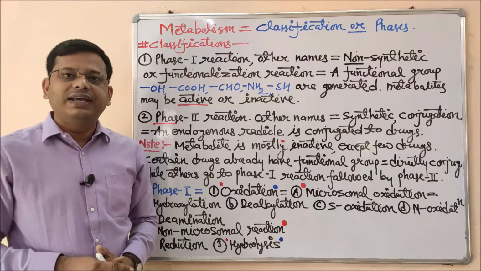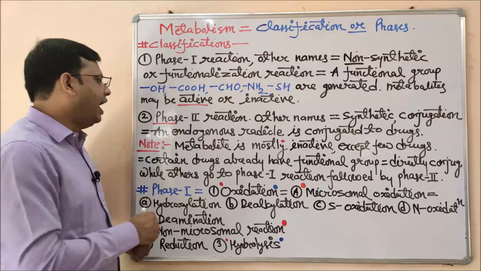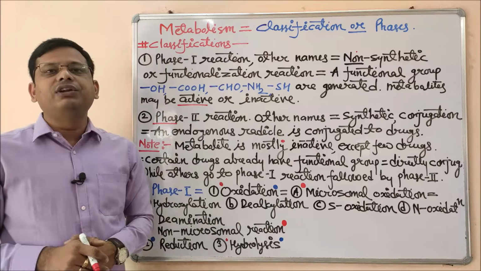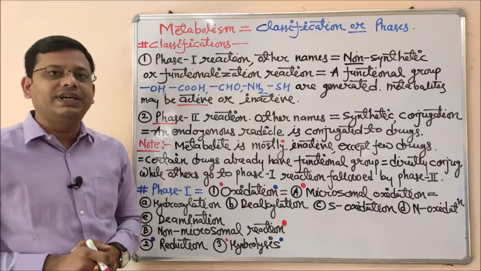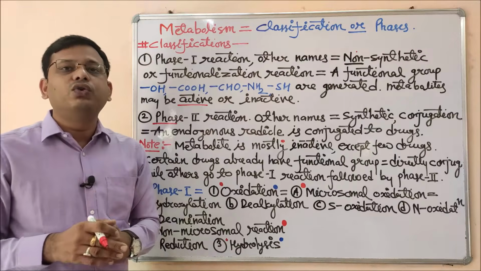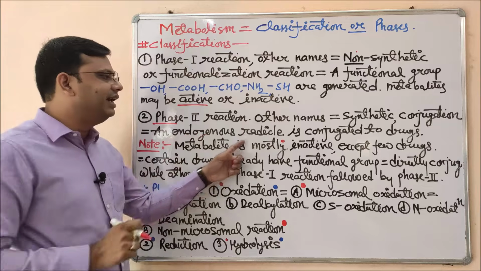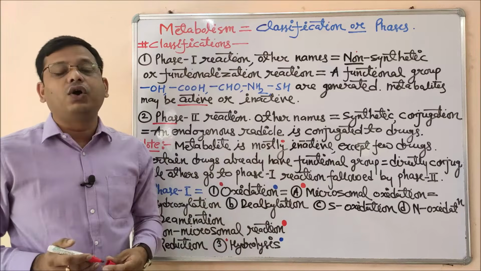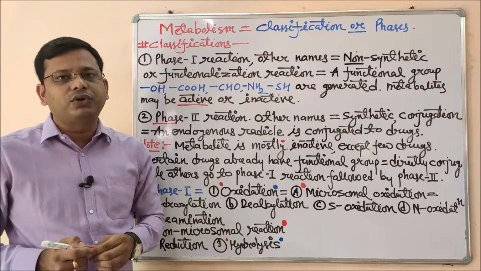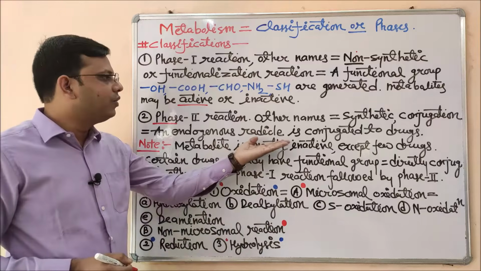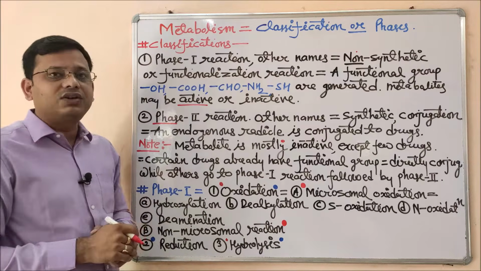So these are the important phases of drug metabolism. As we can see, this phase 2 reaction is very important for the conversion of the drug into a water soluble form. So we can say an endogenous radical is conjugated to the drug. Conjugation is the attachment and formation of a new molecule. So it's a conjugated drug. After the conjugation, what is going to happen?